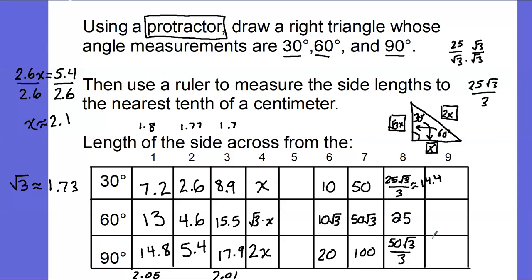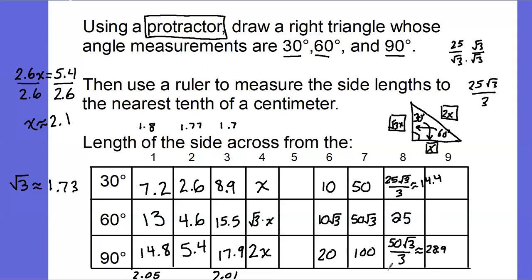But here, I'll type it in real quick just to make sure. 50 times the square root of 3 gives me 86.6, and divide that by 3. And yeah, I'm at about 28.86. There's a little bit of a rounding issue here, so it's not working out to be perfectly 28.8, but again, 28.9. So hopefully that relationship makes sense.